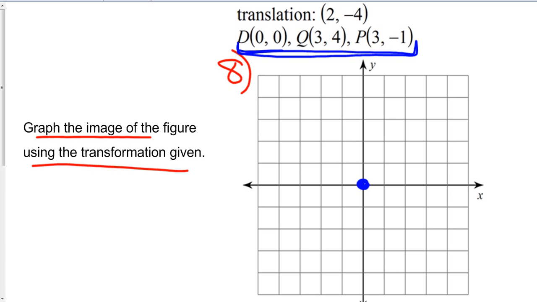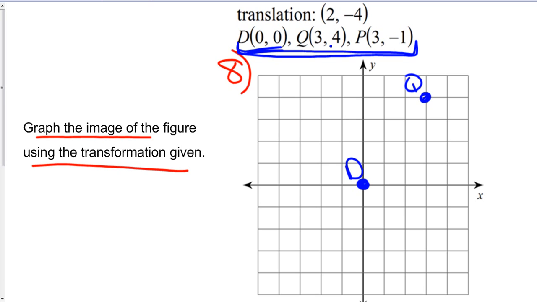So D is at 0, 0. There's my D right there. Q is at 3, 4. Again, I'm starting from my origin and counting over 1, 2, 3 and up 1, 2, 3, 4 right there. So there's my Q at 3, 4, just double checking.